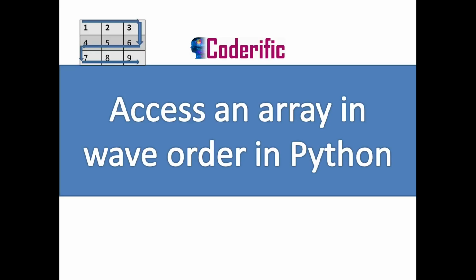In this video, you are going to learn how we can access an array in a wave order in Python. In the top left corner of the slide, you can see an input image, which is a two-dimensional image, and the output array should be in the order as shown in the arrows. The output should contain the list of elements starting from 1, 2, 3, then 6, 5, 4, 7, 8, 9, as shown in the order of arrows, and it is called a wave order.